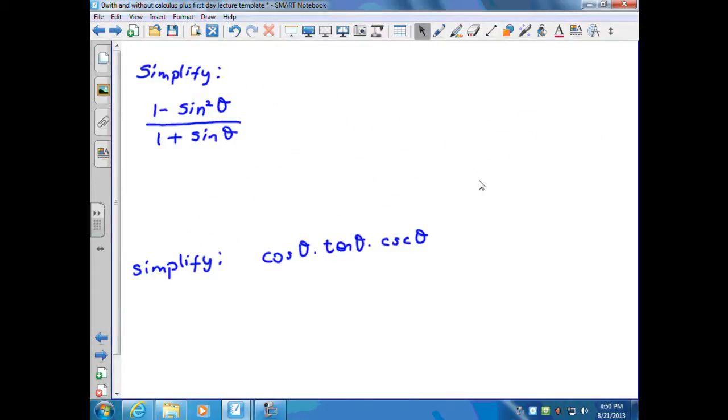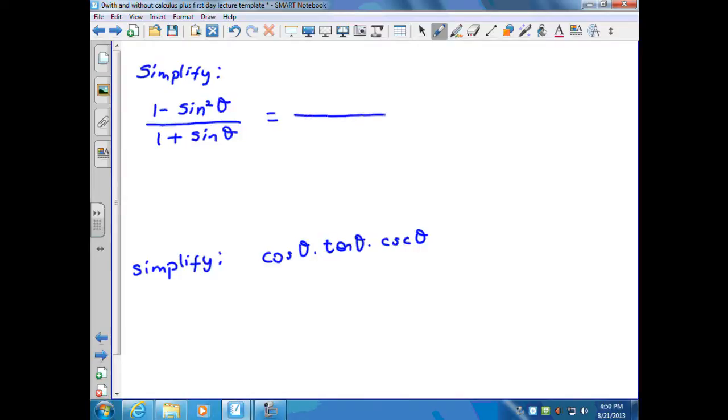And here are a couple more simplification problems involving trigonometric functions. The first one is 1 minus sine squared theta over 1 plus sine theta. How could we simplify this? So as you can see, even though it's a problem from trig, it really relies on algebra, factoring that is.